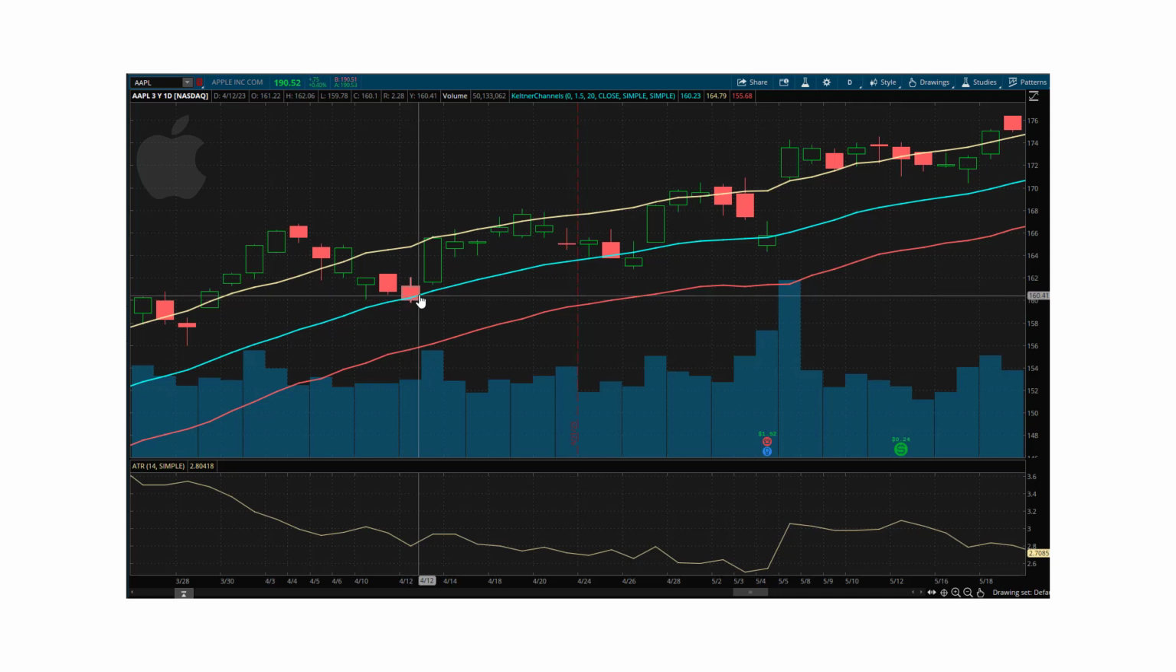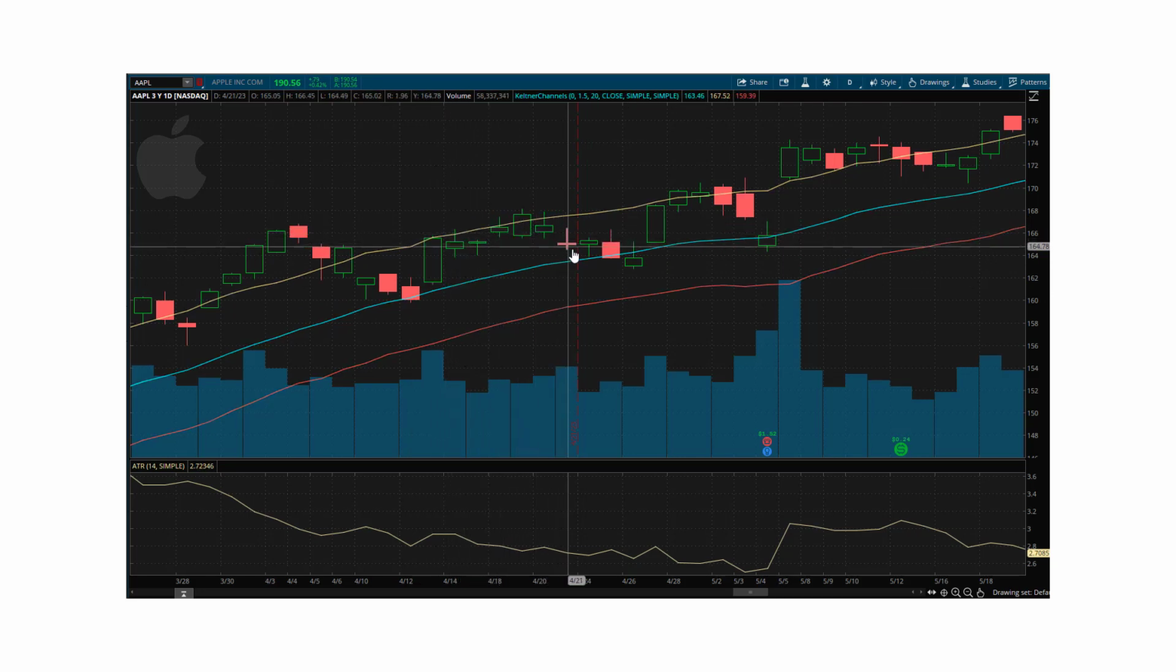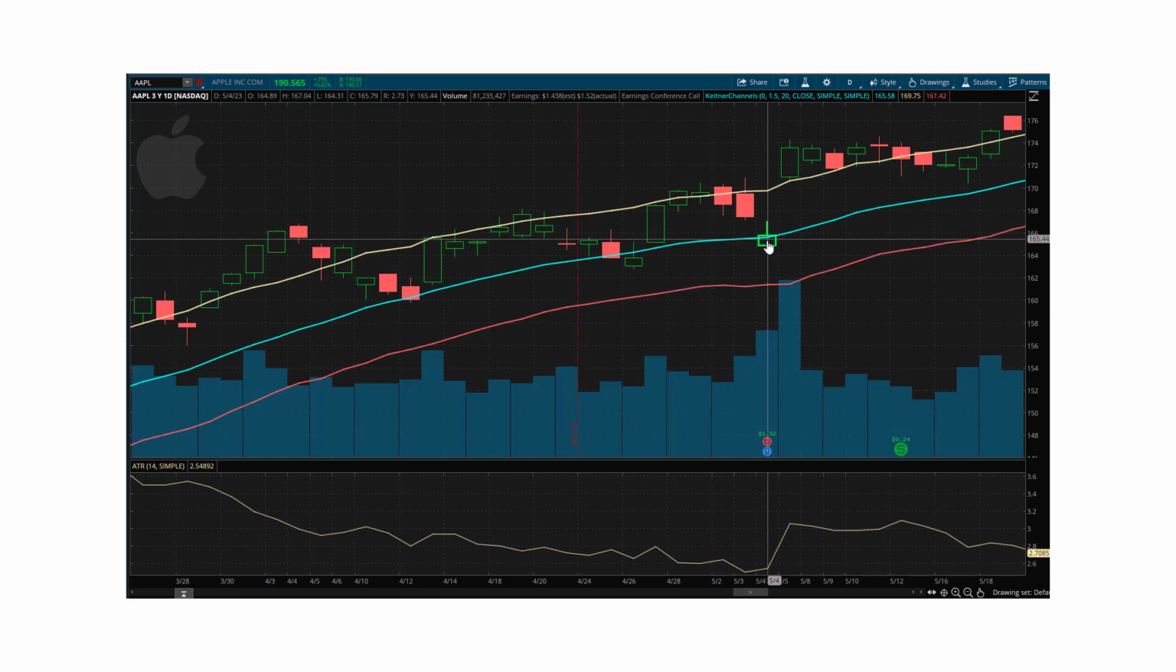You can see it occurs again over here. It comes up, it hits that upper line. Now we're just waiting for it to hit the blue line. And there it is. Again, it comes up, it hits that upper line, comes down, it hits the blue line. This is another entry right here.